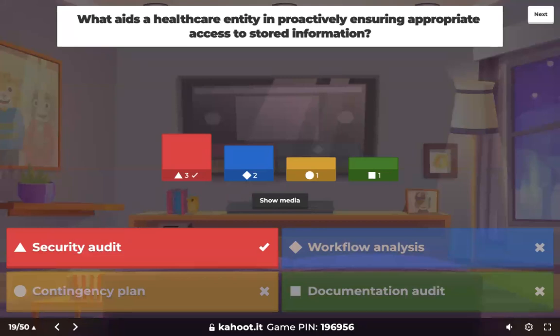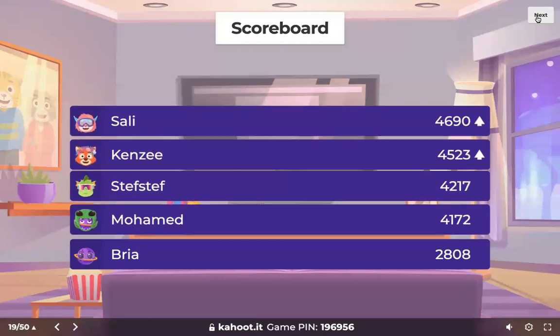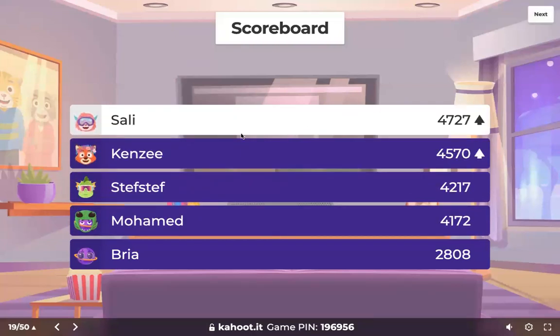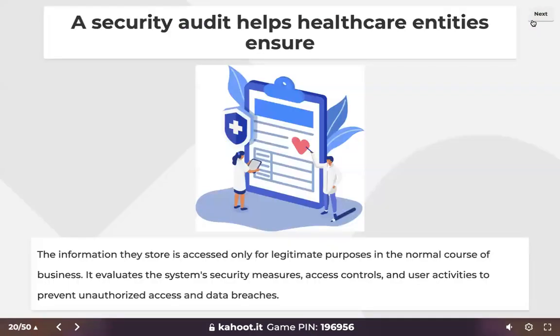All right, the answer is the security audit. That is the correct answer. Looks like it was a mixed vote here. See what happened on the board. Oh, look at that. She's up at the top. I'm telling you, it's anybody's game, okay? Anybody's game.